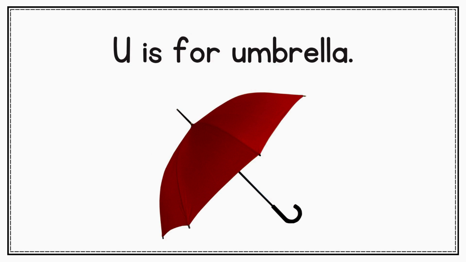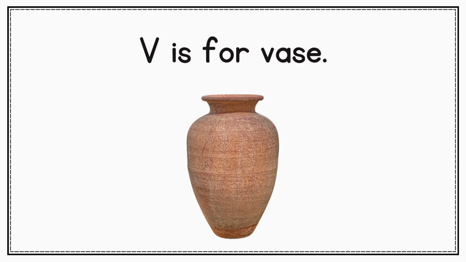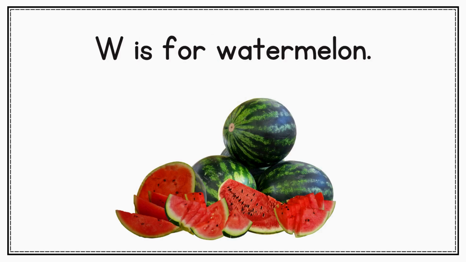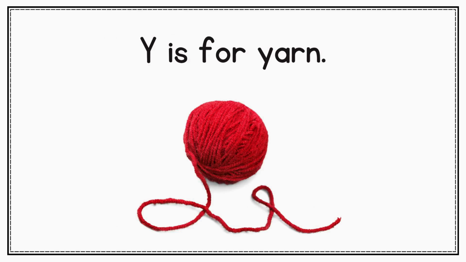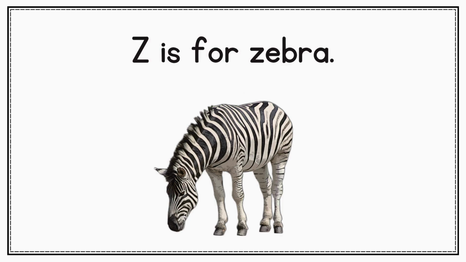U is for umbrella. V is for vase. W is for watermelon. X is for xylophone. Y is for yarn. Z is for zebra.